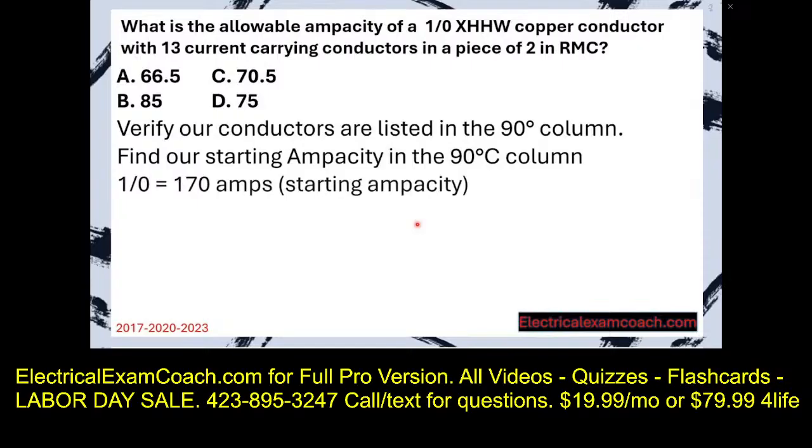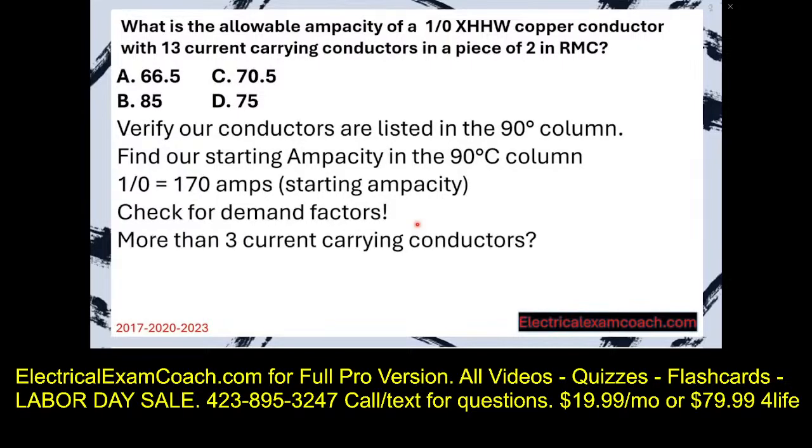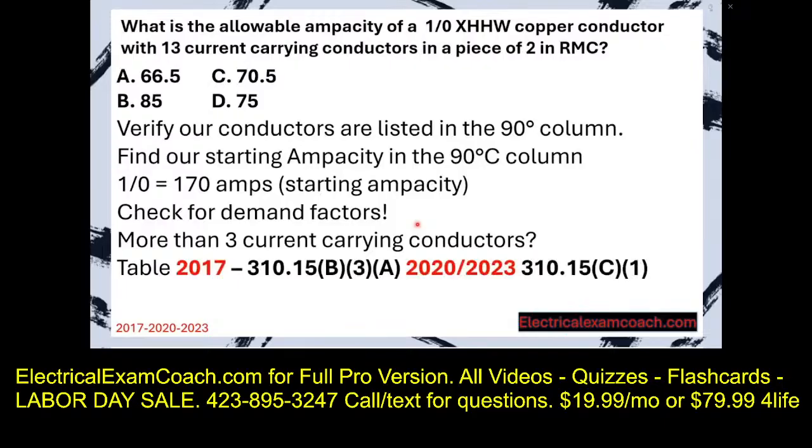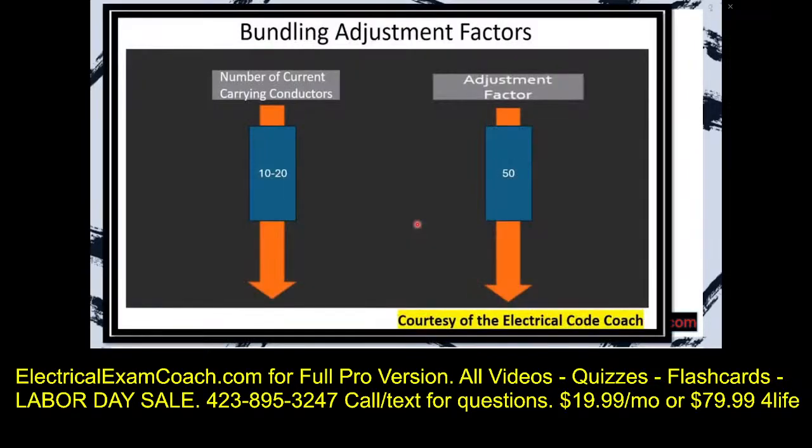Now we check for demand factors. Are there more than 3 current carrying conductors? There are. So we must apply the adjustment factors that are listed in these tables. We go to our adjustment factor table. We're going to start on the left-hand side and find our number of current carrying conductors. Then we cross over and find that it's 50%.